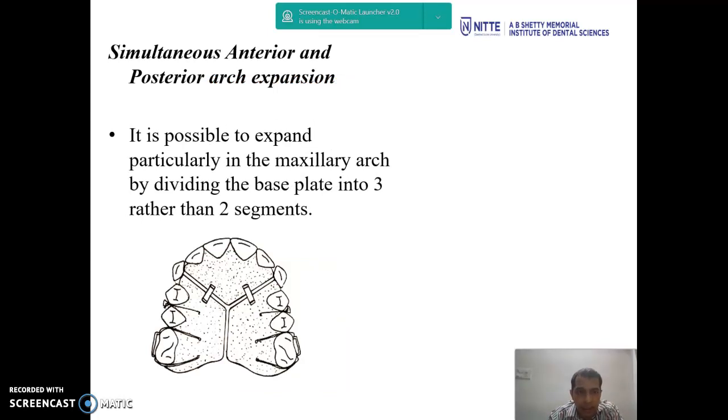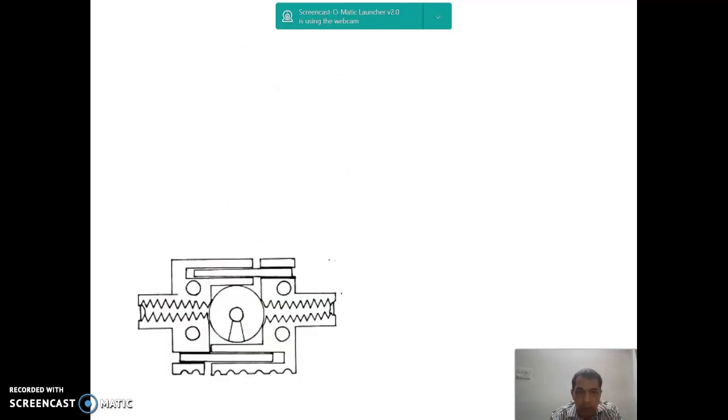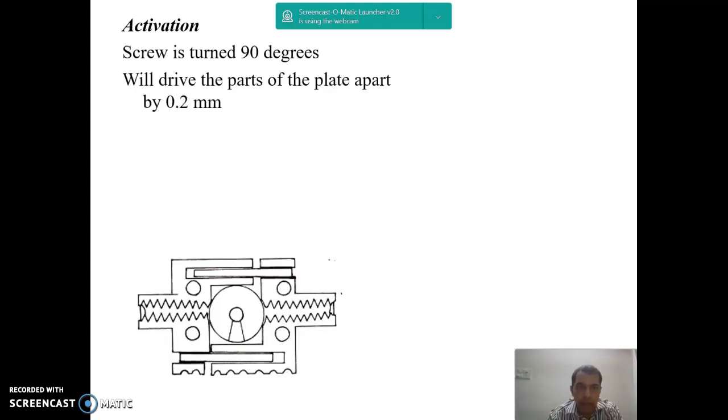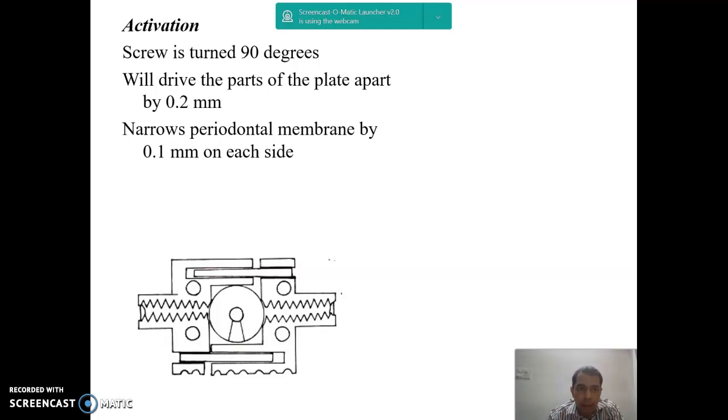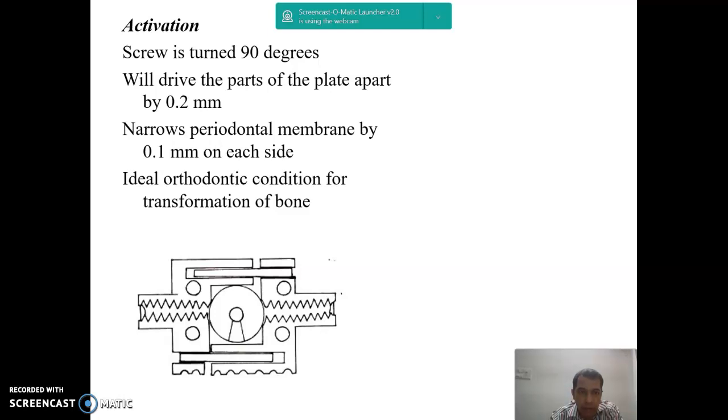Here we see simultaneous anterior and posterior arch expansion. It is possible to expand, particularly in the maxillary arch, by dividing the base plate into 3 rather than 2 segments. Here we see a screw placed for movement in the transverse plane or in the sagittal plane. Now the activation: when the screw is turned 90 degrees, it will drive the parts of the plate apart by 0.2 mm. This narrows the periodontal membrane by 0.1 mm on each side. This is the ideal orthodontic condition for transformation of bone.